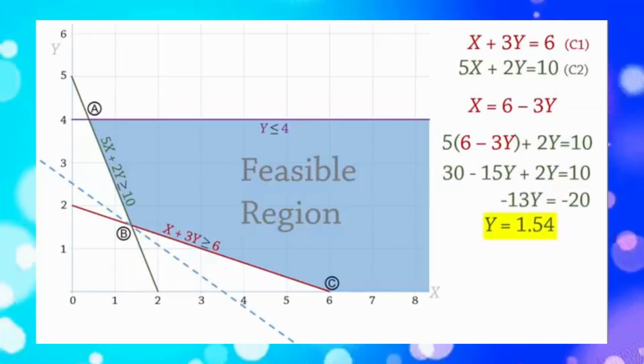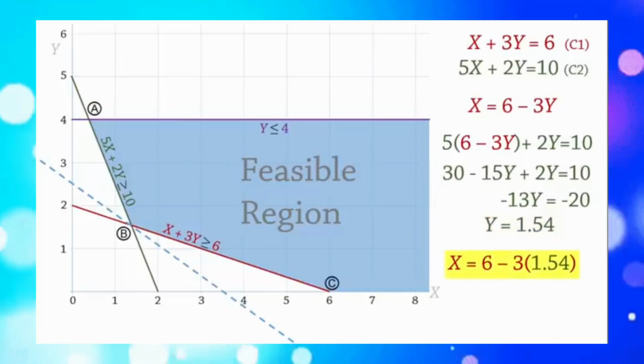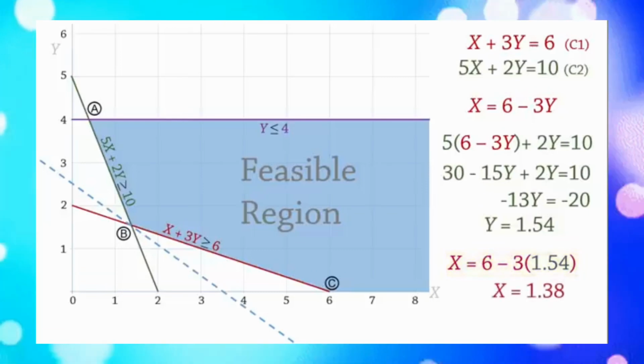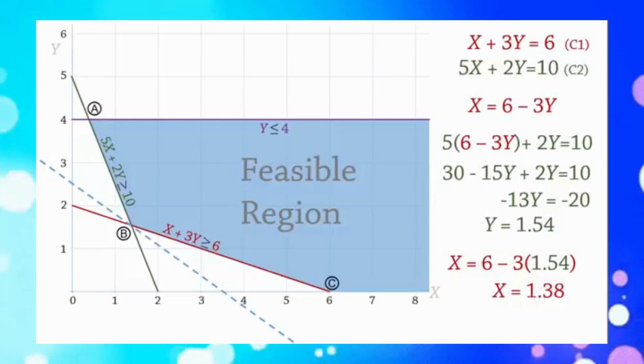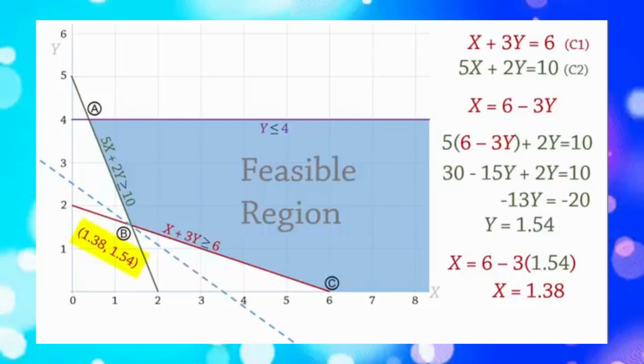Substituting that y value in the x equation, we have x equals 6 minus 3 times 1.54. That is, x equals 1.38. So the coordinates at point B are x equals 1.38 and y equals 1.54.